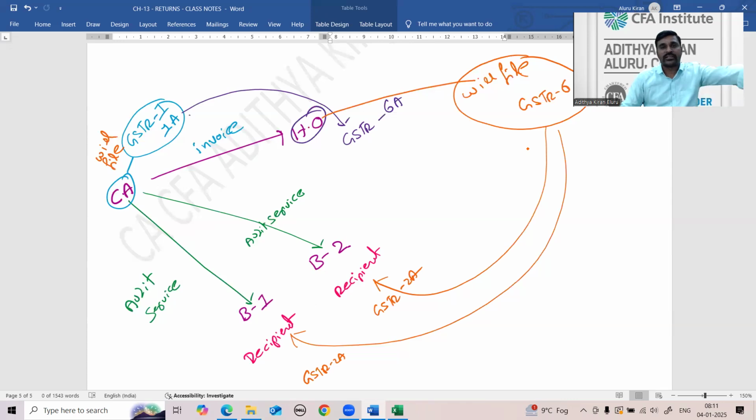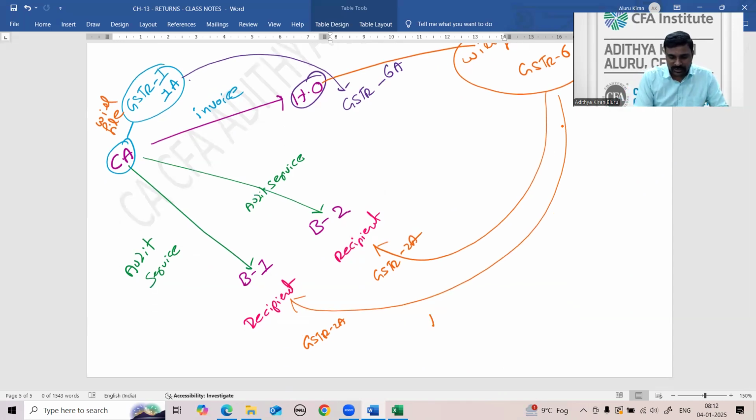This is how you have to understand. CA is providing services to branch 1 and branch 2. He was issuing invoices to the head office. So CA is filing GSTR 1 and GSTR 1A. Those details are available to the head office in GSTR 6A. Details furnished by head office in GSTR 6 are available to the branches in GSTR 2A format.